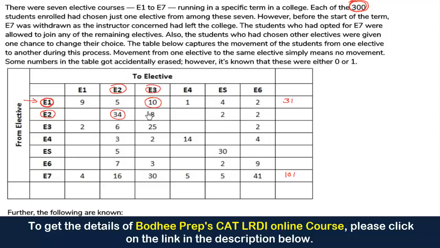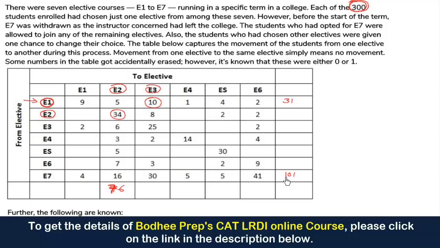But if I look at the columns, then I can say that for E2, all the values are given, right? So if I add all the values of E2, it comes out to be 76. So it simply means that after the change, the total number of students who took E2 is 76, and before the change, the total number of students who took E1 is 31, and before the change, the total number of students who took E7 is 101. I hope this is clear.